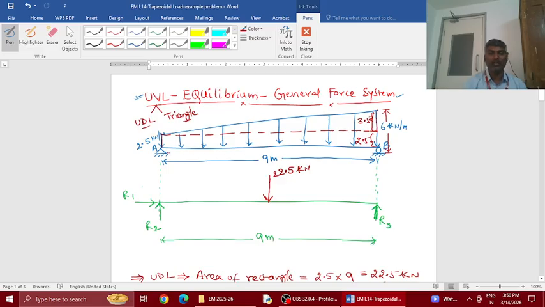So this direction will be the base of the triangle, and this is the height of the triangle. So h is now 9 meters for this triangle. This is the base, so the centroid is 1/3 from the base. Divide this into 3 equal parts, like h by 3, h by 3 and h by 3. So h is 9 meters, and each one is 9 by 3, which is 3 meters each.